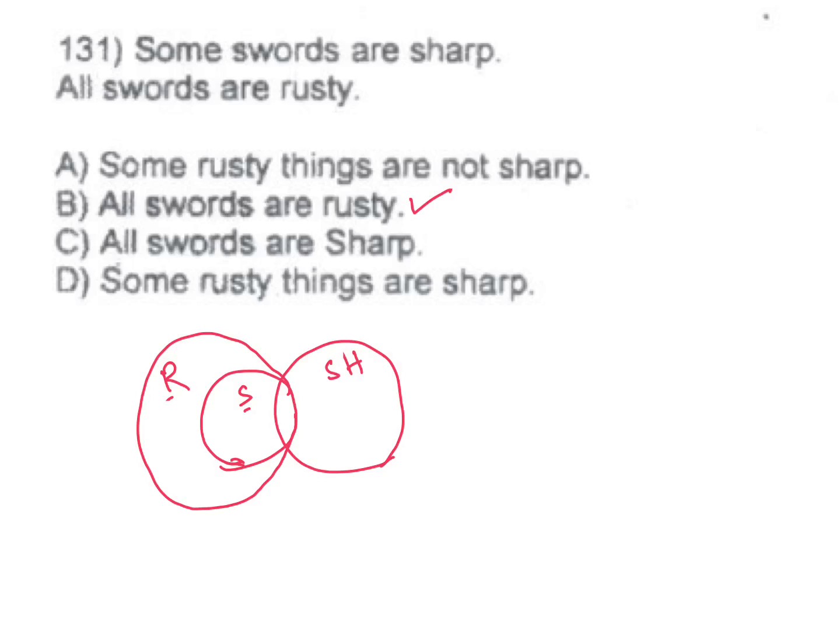Sword here, sharp here. Some rusty things are sharp. Rusty here, sharp here. Some rusty things are not sharp. A doubtful case. This is only 100% correct. All swords are rusty. So B is the answer.